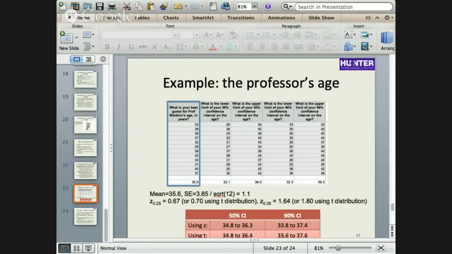Questions about that? Because we're basically at the end of the lecture here. Right. That's because it's a biased sample.